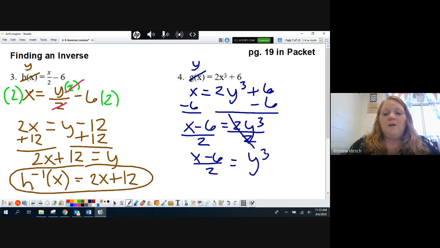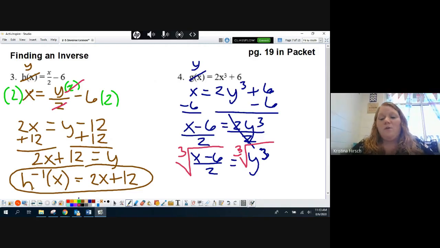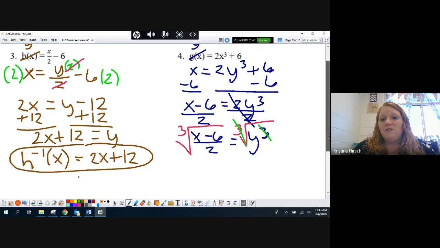Now, this is where people are going to get a little confused, okay? If it was squared, you would square root it. But this one is cubed, so we need to cube root it, all right? So to cube root it, it looks like this. All right. And when you cube root a cube, that essentially cancels out that cube, which just leaves us with y. So to save myself a step, I'm going to go ahead and rewrite that in inverse notation.